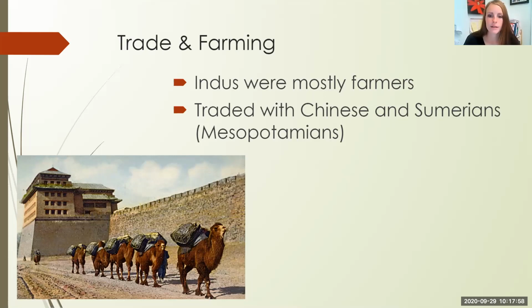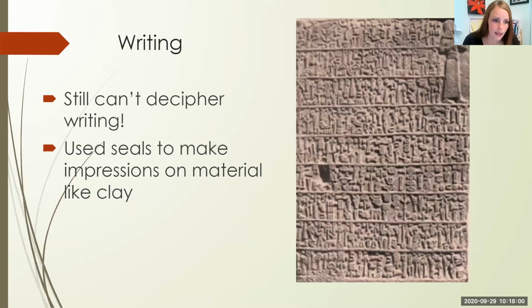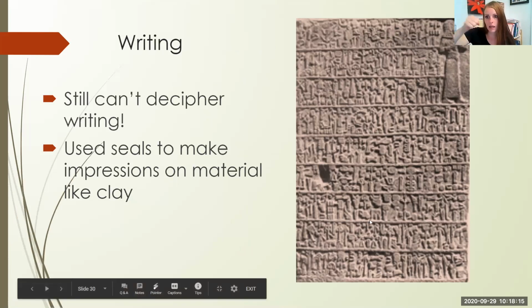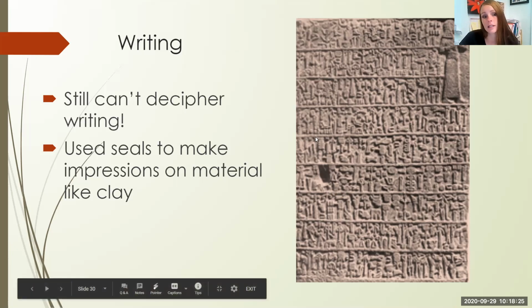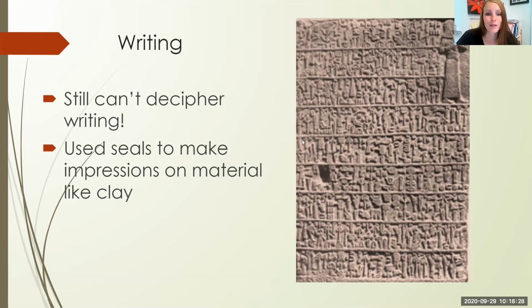All right. Their writing, we still can't decipher their writing. So the thing that you want to write about for writing for the Indus Valley is that we can't decipher their writing. You can write or type that. But what they did is they used seals, or basically structures with shapes to make impressions on material like clay. So that's what they did, but we can't decipher it. We have no idea what they wrote.